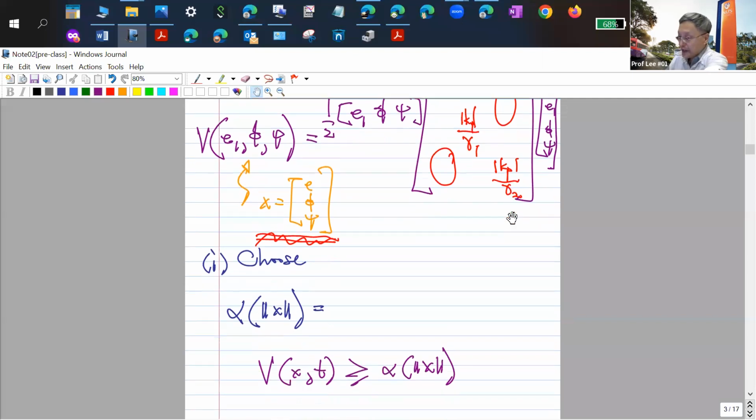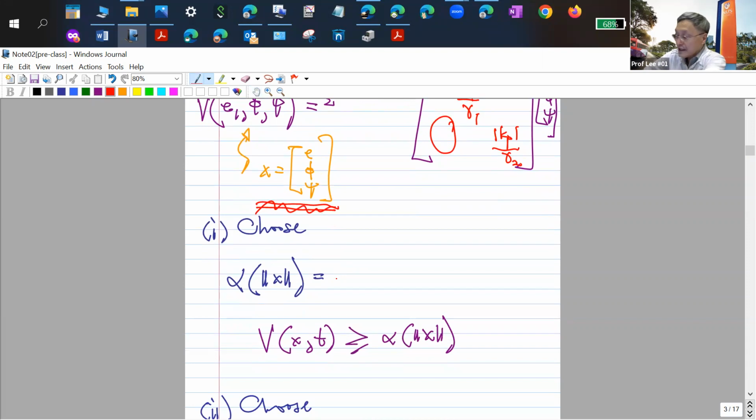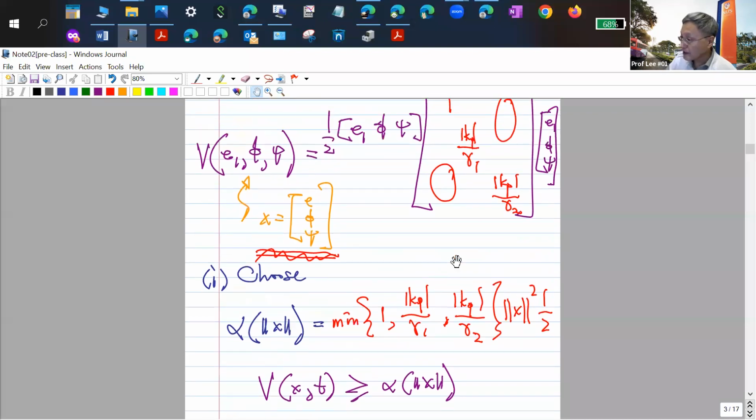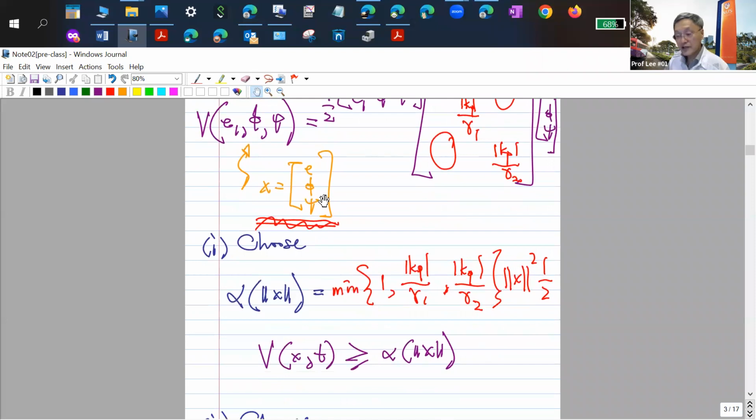Whichever is the minimum, I'll just pick that, because the Lyapunov theory requires me to tell you what the gamma is. I just take the smallest of the three numbers, 1, magnitude of Kp over gamma 1, magnitude of Kp over gamma 2, and then take the norm of my state variables squared, times 1/2, because I had that 1/2 in my V of t. Compared to my V scalar function, this certainly underbounds my V. So I've satisfied the Lyapunov requirement for positive definiteness.